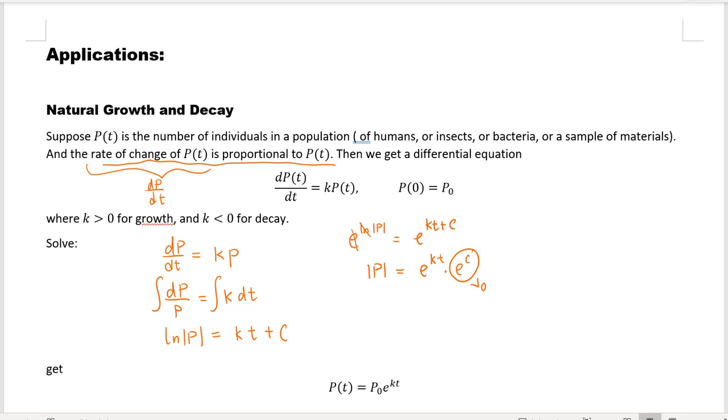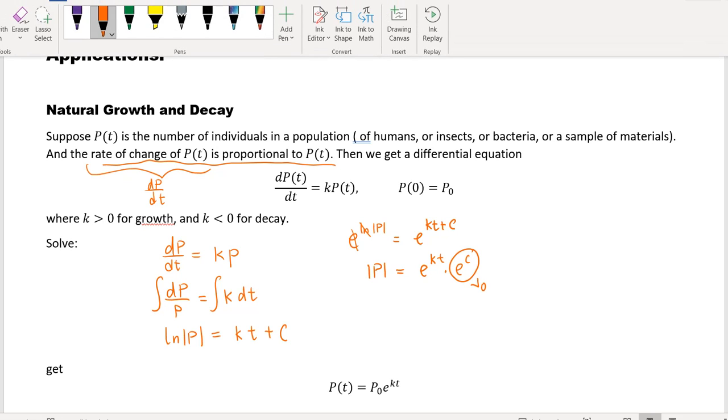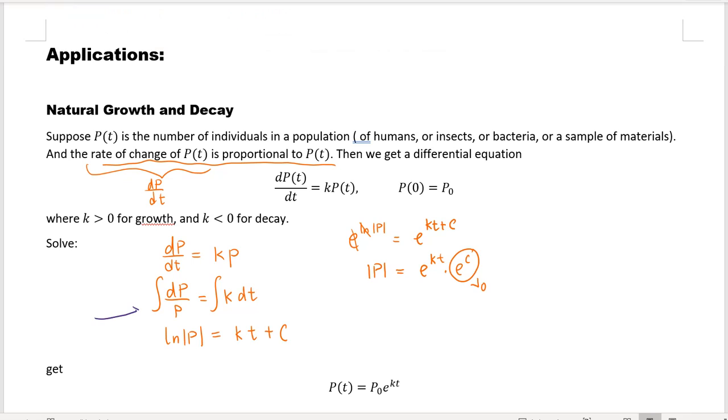And furthermore, at the beginning, when we divide by P, we actually lose a solution. We lose the solution P equals 0. And P equals 0 is a solution because P prime is 0, and when we plug it in here, it satisfies this differential equation.